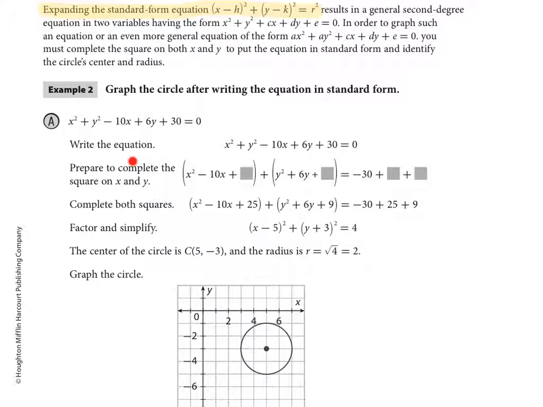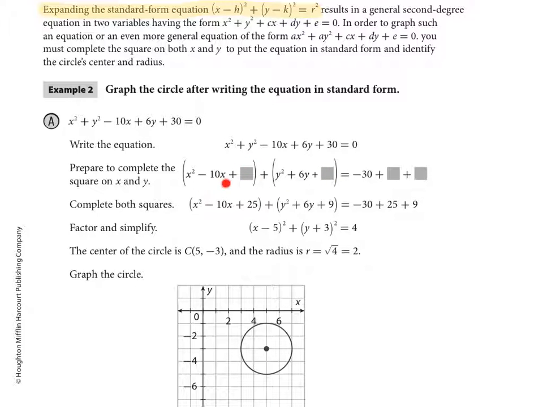All right, so the first thing you want to do is group the x's. So we're going to group this x squared and this minus 10x, and then we're going to group the y's. So we're going to group the y squared and the 6y. We're going to put the constant on the other side, so that will make that a negative 30. And then what we have to do is complete the square for the x's and for the y's.